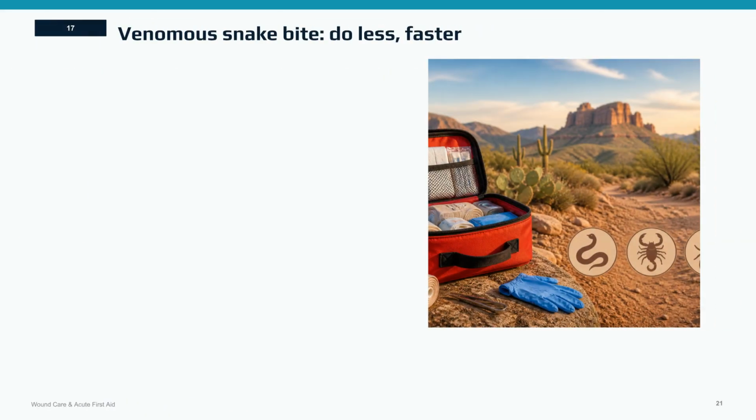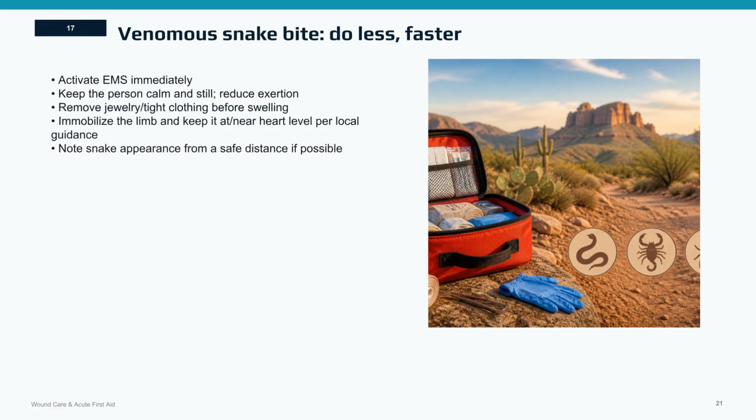For a venomous snake bite, the rule is to do less, faster. Activate EMS immediately. Keep the person calm and still, and remove any tight clothing or jewelry. Immobilize the limb and note the snake's appearance from a safe distance. Do not apply ice, cut, suction, or use a tourniquet.